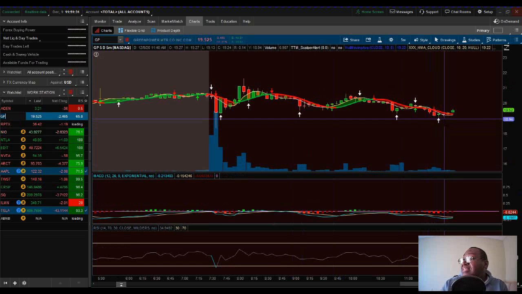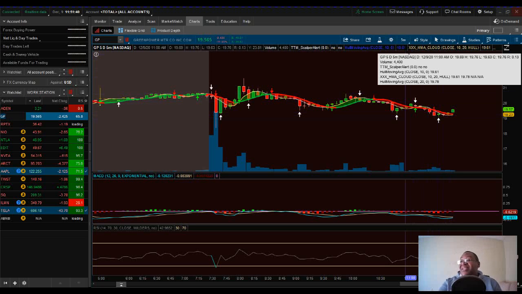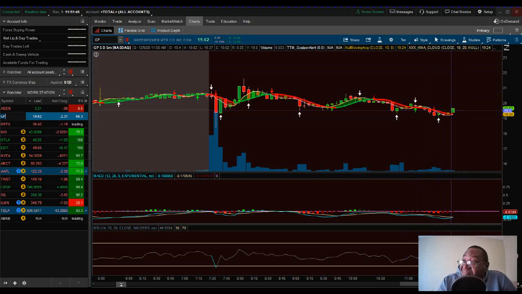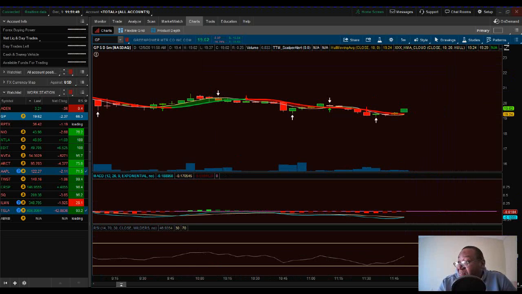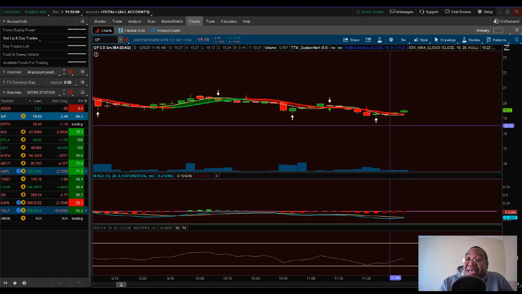And look at this. GP is in the process of getting ready to go on an upward trend within the 5 minute time period. As you can see here, the cloud, let's see if we can get a better look here. Cloud is red, coming to an end, about to go green. So actually now is a good time to jump in.